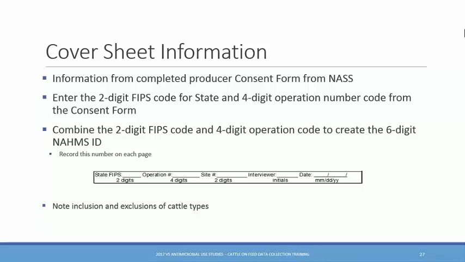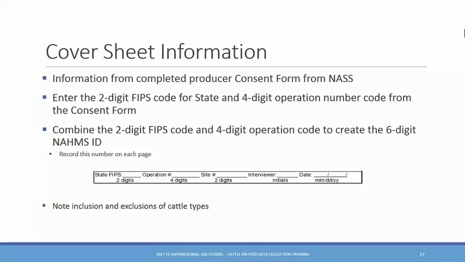We will then combine the 2-digit FIPS code and the 4-digit operation code to create the 6-digit NAHMS ID. We would like you to record this number on each page of the questionnaire, just to make sure that if things get separated, they can recollect these into a full survey using that identifier.